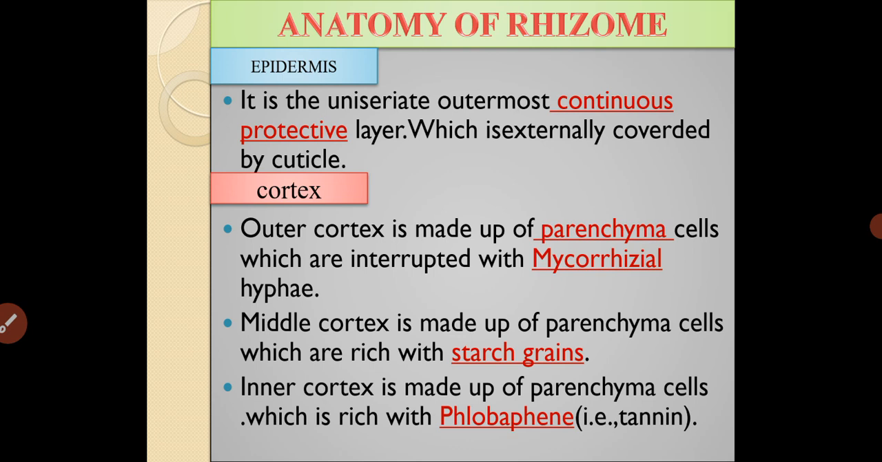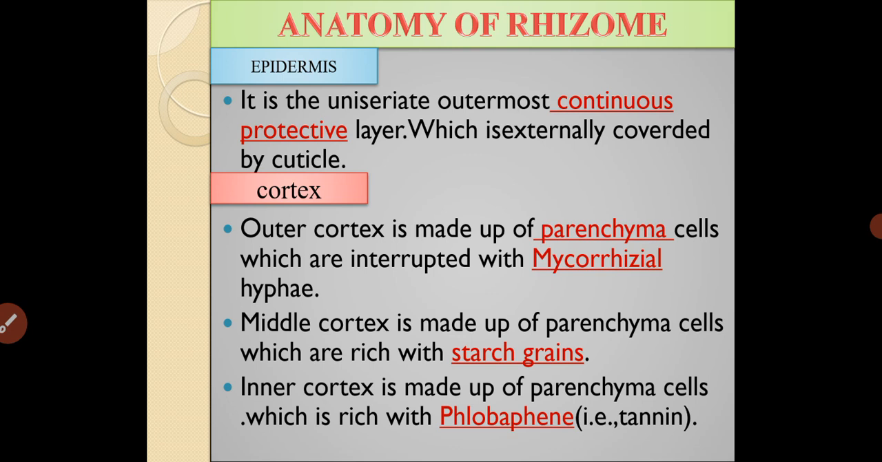Epidermis is the outermost layer and it is the continuous layer because of the absence of stomata here, but it is externally covered by the cuticle. What about the cortex? Here the cortex is differentiated into three regions: outer cortex, middle cortex and the inner cortex.